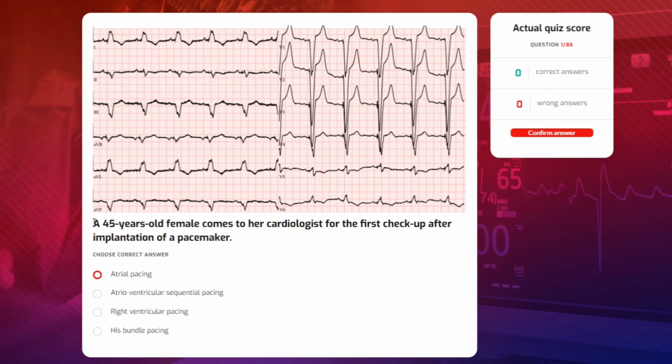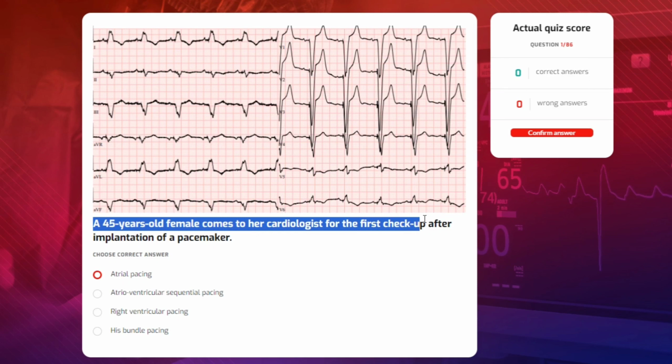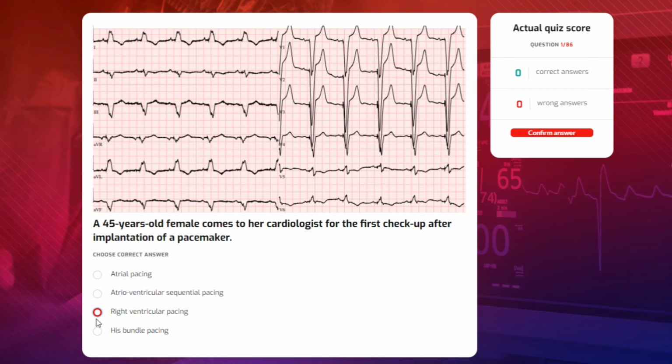So our first case is here. A 45 years old female comes to her cardiologist for the first checkup after implantation of a pacemaker. So हमारे पास अब चार options है: atrial pacing, atrioventricular sequential pacing, right ventricular pacing, His bundle pacing.